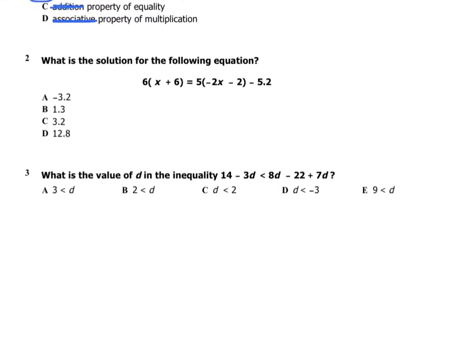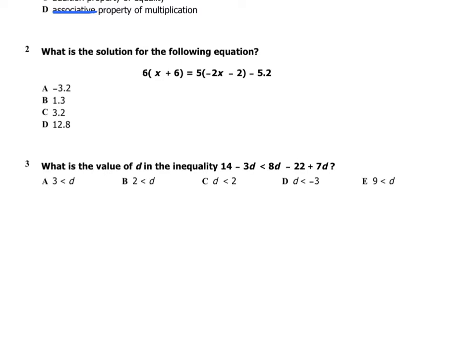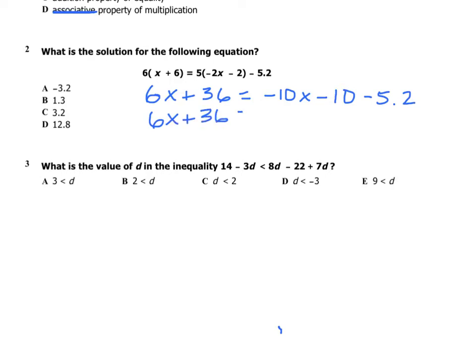Number 2, what is the solution of the following equation? We're going to go ahead and start with distributing. So 6x plus 36 equals negative 10x minus 10 minus 5.2. And alright, so I'm going to combine like terms. I have 6x plus 36. Like terms over here, minus 10 minus 5.2, so that's minus 15.2. Okay, I see the decimal there. I could multiply everything by 10, but I think that's a little overkill here. We can leave that decimal.